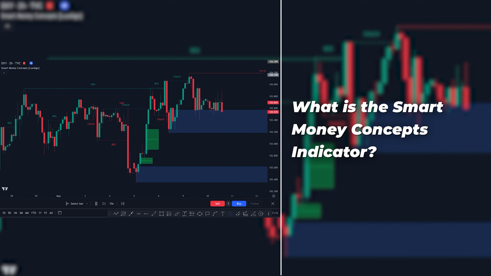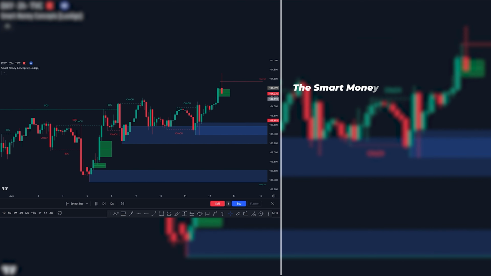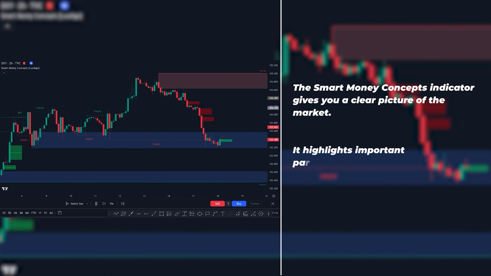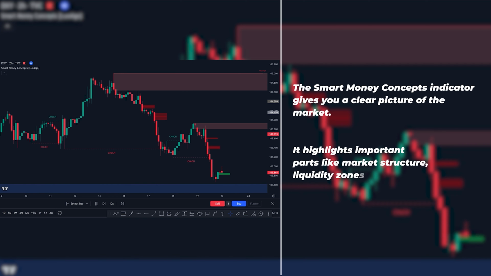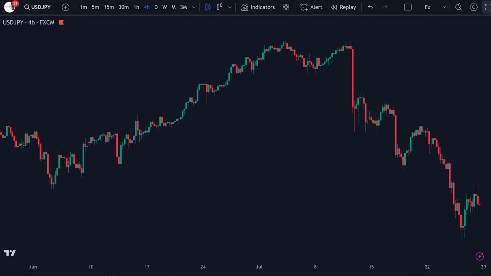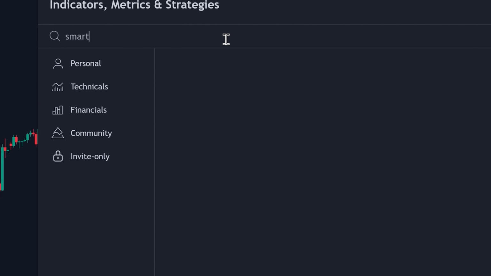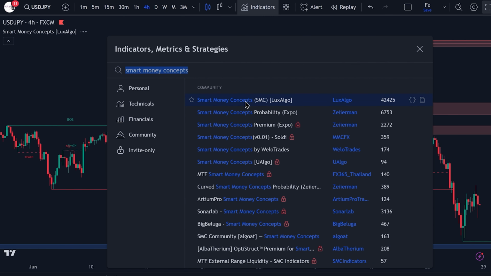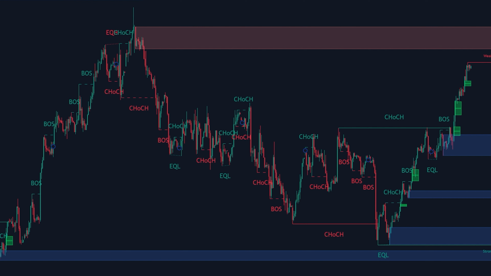What is the Smart Money Concepts indicator? The Smart Money Concepts indicator gives you a clear picture of the market. It highlights important parts like market structure, liquidity zones, and price action points. Setting up the indicator on your chart is a simple process. Click on Indicator. Search for Smart Money Concepts. Select the Smart Money Concept by LuxAlgo. That's it. Now, let's quickly go over the key features of the Smart Money Concepts indicator.